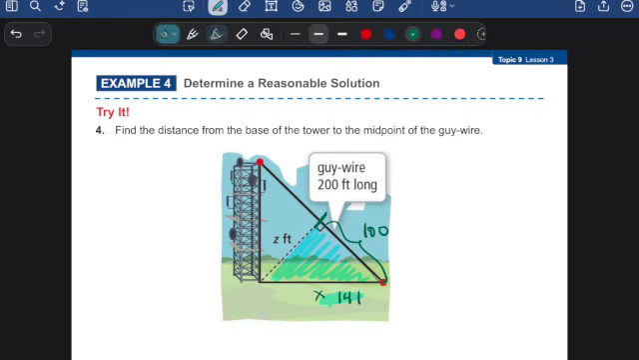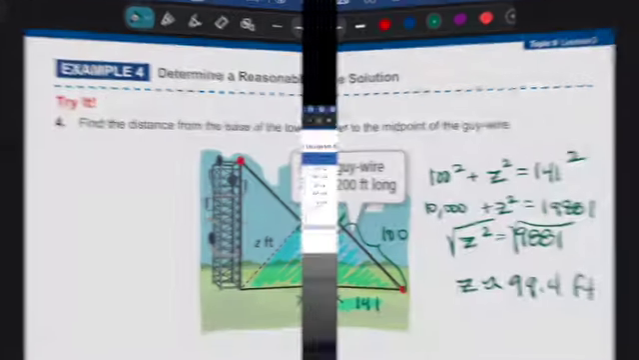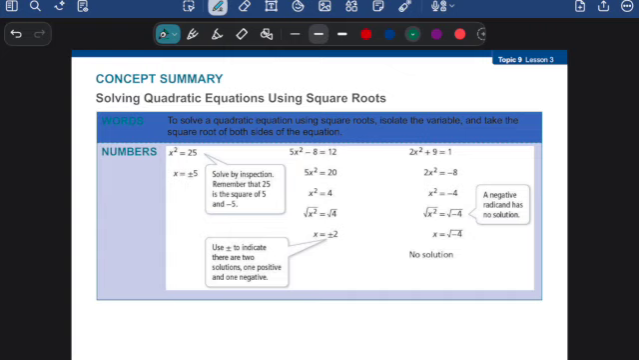So we need to make sure we set up our Pythagorean theorem equation correctly. Side length squared, 100 squared, plus the missing side length squared is going to equal 141 squared. We'll have 10,000 plus z squared equals 19,881. Subtract the 10,000. Z squared is going to equal 9,881. Take the square root of both sides. And z is going to equal approximately 99.4 feet.